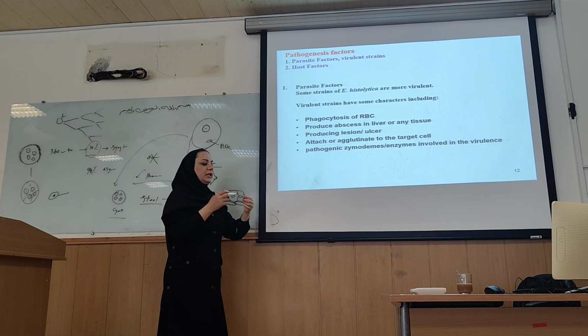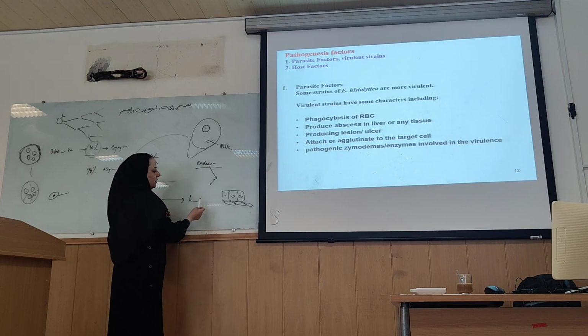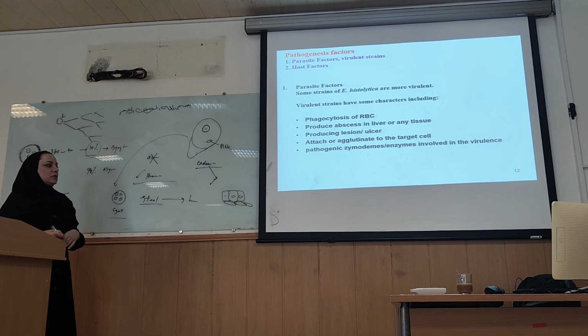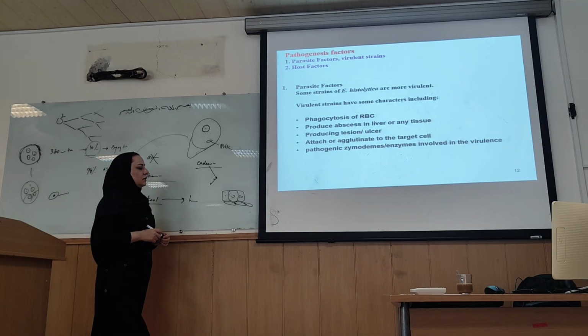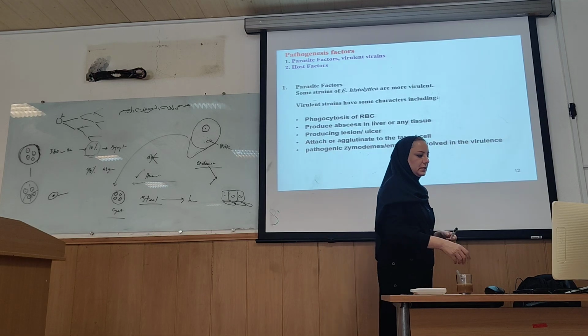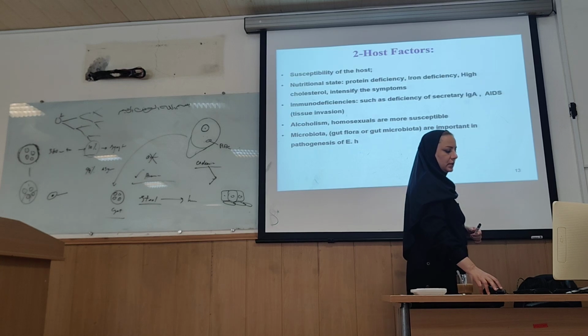Also, they have many enzymes, and because of these enzymes, they can produce an immune response. They can produce inflammation and acute inflammation, and sometimes because of that they can produce diarrhea in, for example, the intestinal tract.